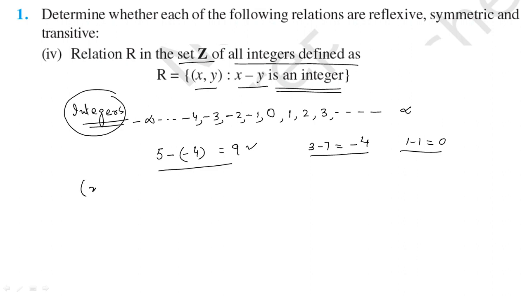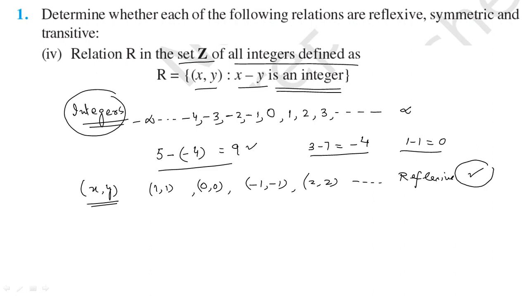Now what about the pairs x, y? I can write 1, 1. I can write 0, 0. I can write -1, -1, 2, 2. All the elements are there. It means reflexive nature is there inside this relation. It means the relation is reflexive.